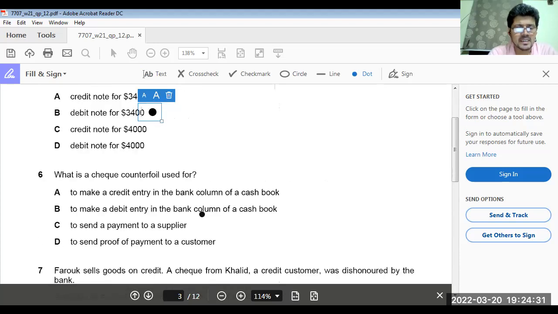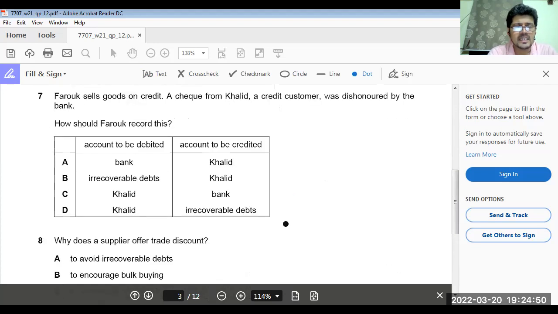Okay. Number 6. What is a check counterfoil used for? We make an entry in the check counterfoil when we issue a check. So we have to make a credit entry in the bank column of the cash book. This is the answer.